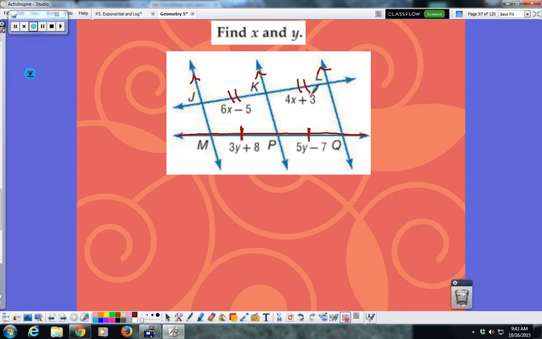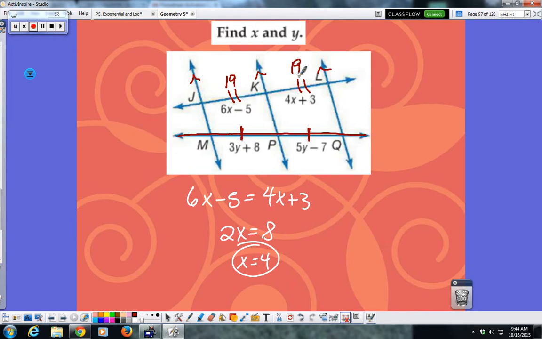Well, our x expressions must be the same. 6x minus 5 has to equal 4x plus 3. Okay, let's solve the equation in our head. Morgan, move my x's to the left. How many do I now have? Thank you. Move my numbers to the right. How many do I have? So x must be 4. We always plug back in. That's 24 minus 5, which gives you 19. This is 16 plus 3, which is also 19. It checks out. Okay, it's equal pieces.